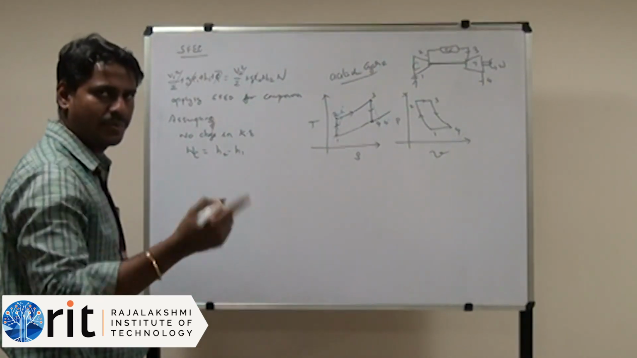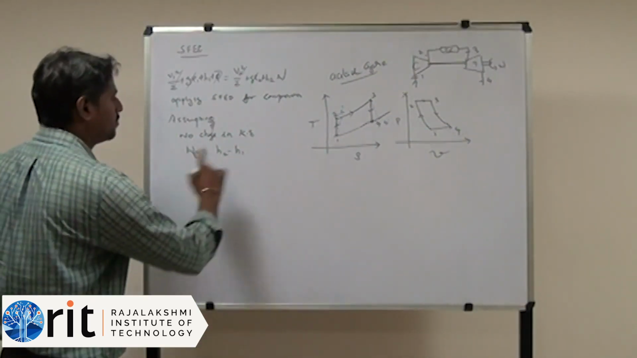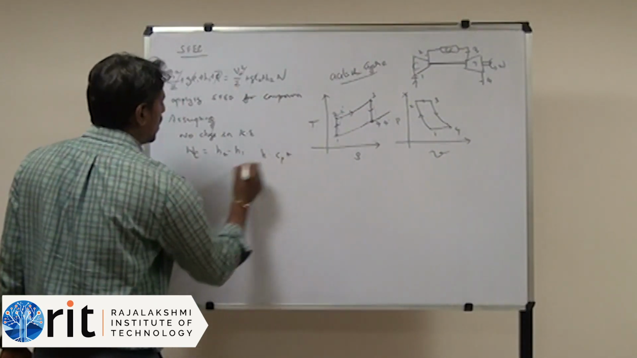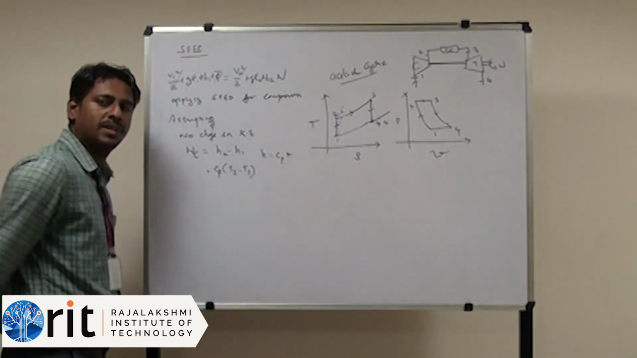We used to write it as H1 minus H2 with a negative sign, since work is given into the compressor. So simply I am writing like this. We know H is equal to Cp into T. We can rewrite this equation as Cp into T2 minus T1. This is the work done by the compressor.